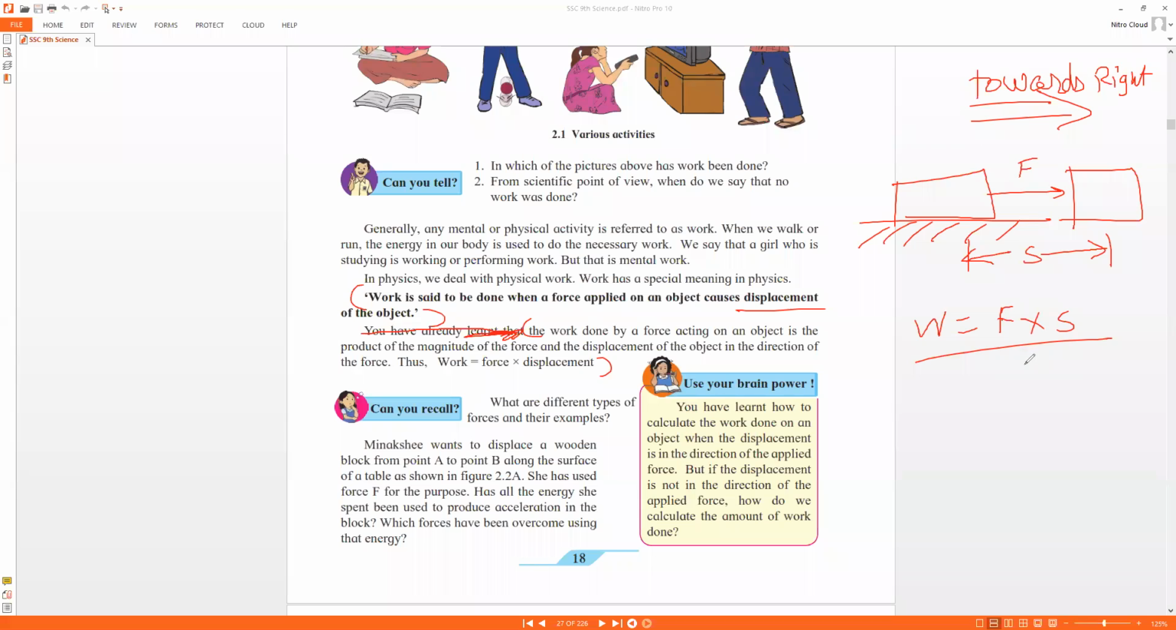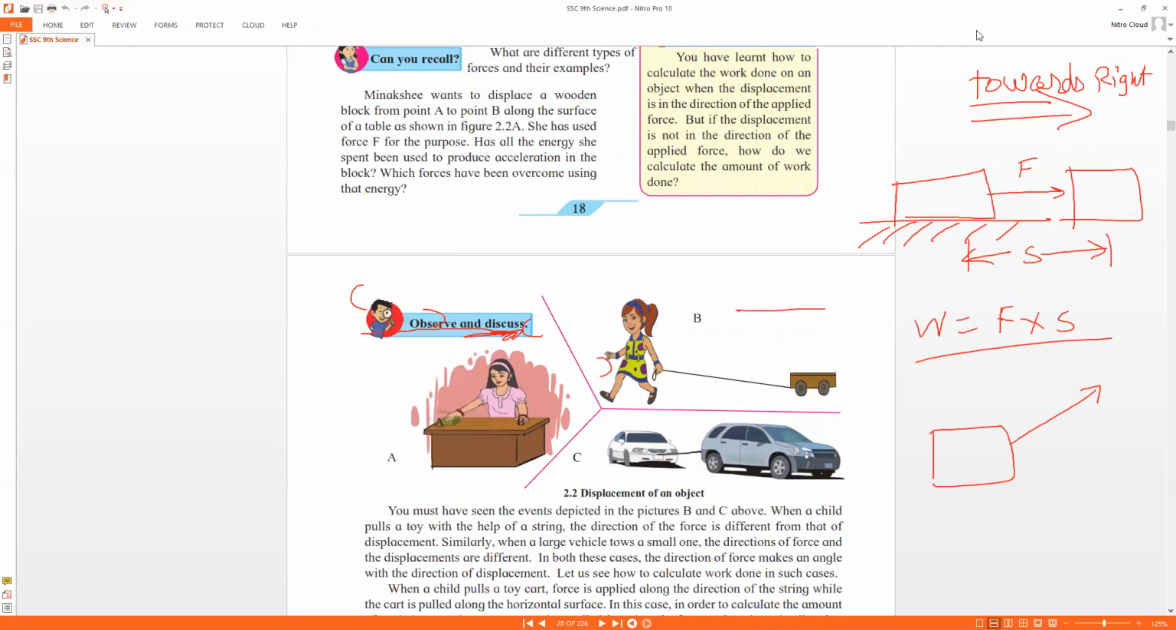Now in 9th standard, we are going to study what if the force is not parallel, the force is not like this, but it is inclined at a certain angle like this. Okay. Now please observe the diagrams or the figures given on the next page. Here you will see that in the first picture A, the girl is pushing this object A. Her hand is not straight. Straight in the sense, not horizontal.